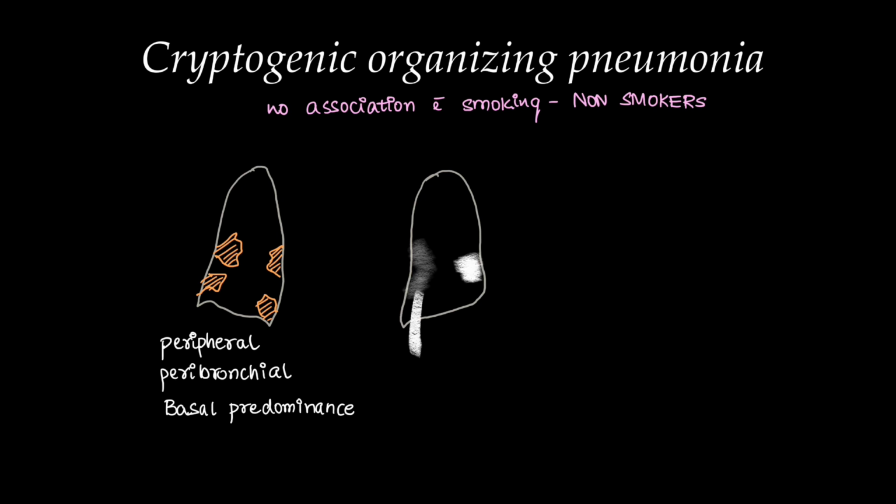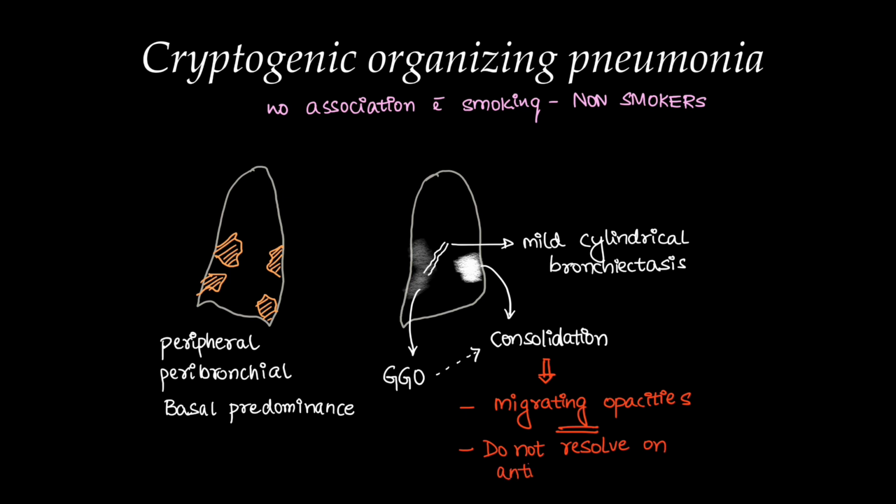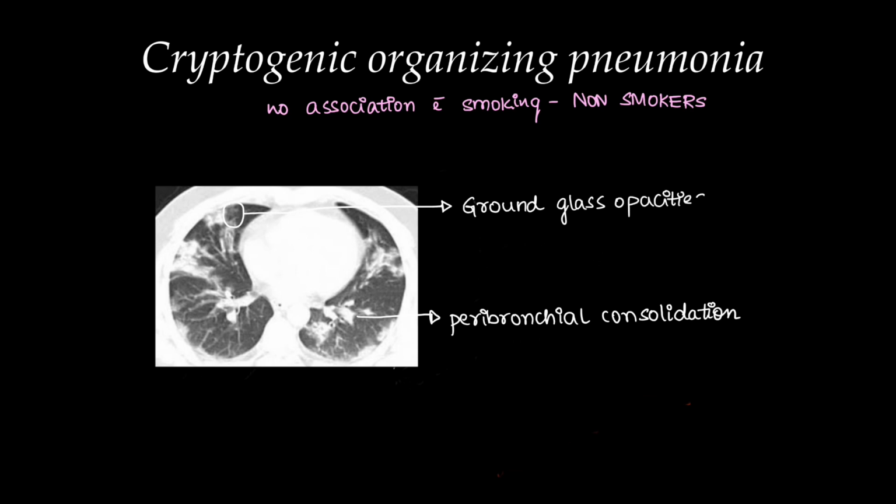So what are the opacities we see here? We see ground glass opacities and consolidation. Ground glass opacities later, if untreated, will progress to consolidation. There can be mild cylindrical bronchiectasis because of peribronchial opacities. Classic for this disease is migrating opacities and no response to antibiotics. In these axial HRCT sections, we can see peribronchial consolidations, and classically we have migrating consolidations in COP. There can be ground glass opacities also.